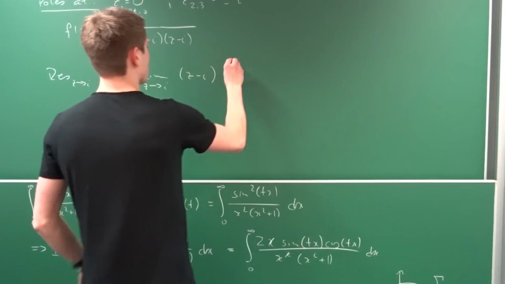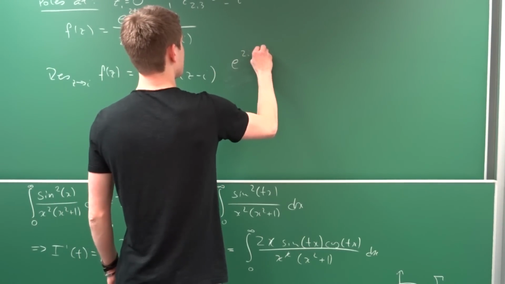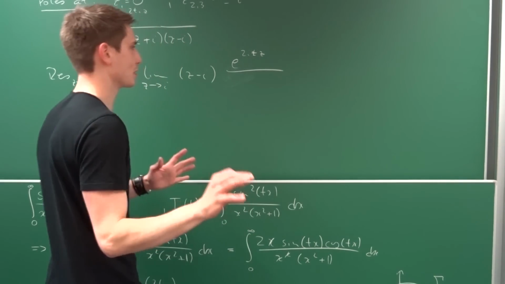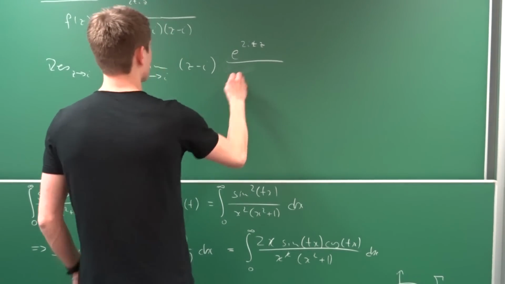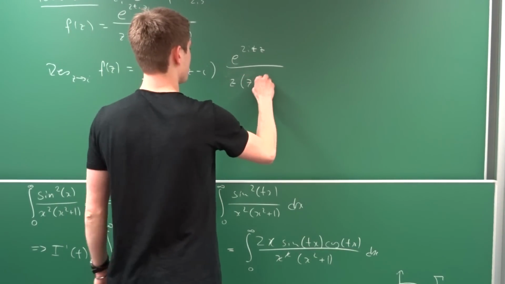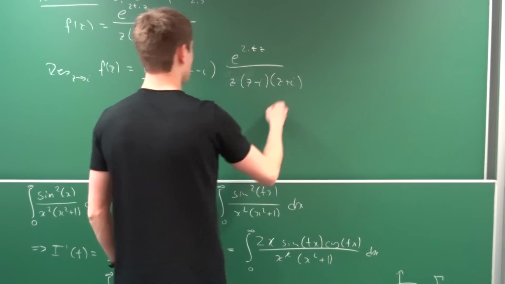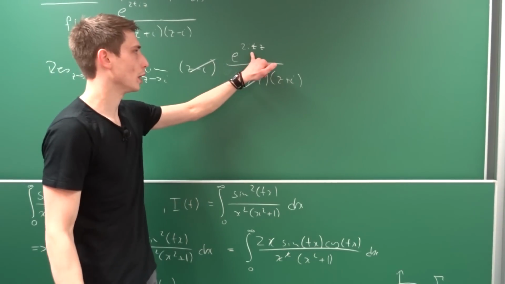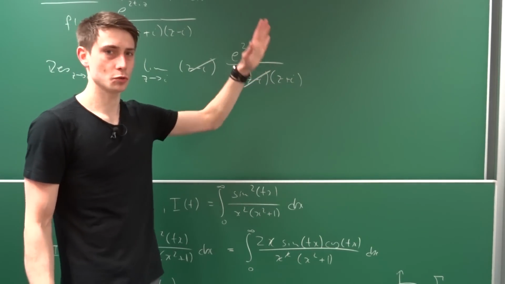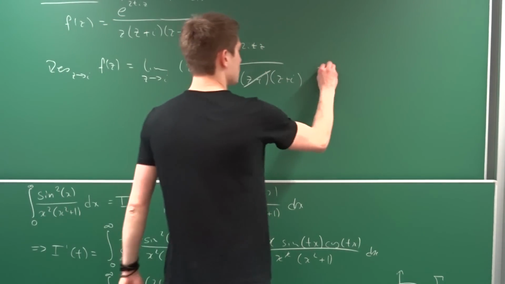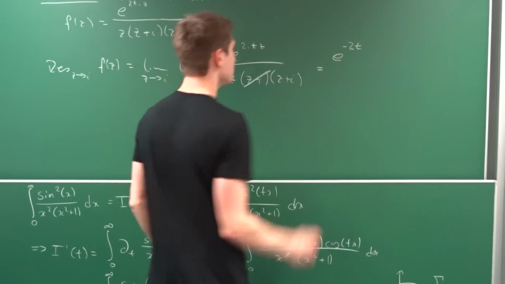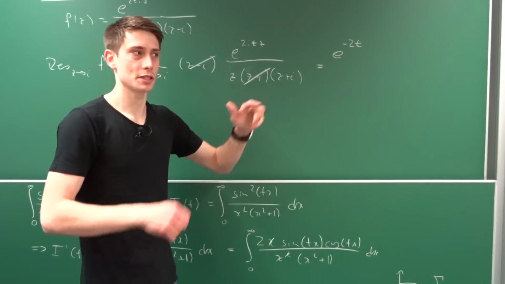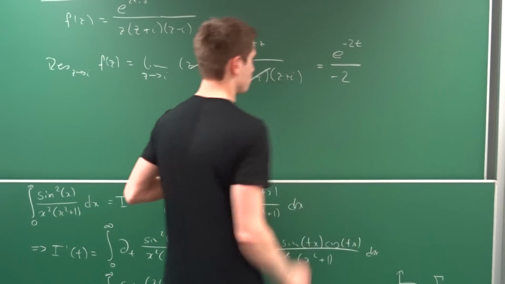So let's plug this in. We have e to the 2it times z over, and we are going to assume that t is a positive value. I'm sorry I didn't say that in the beginning, to make things easier for us. z minus i, z plus i. And this and that we cancel out, which makes things easier. If we plug in i into here, we end up with e to the minus 2 times t. First observation. And also if we plug in i into here, this is i and 2i, so this makes minus 2 over minus 2.